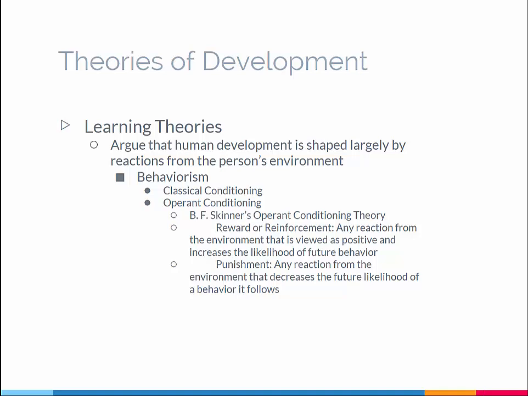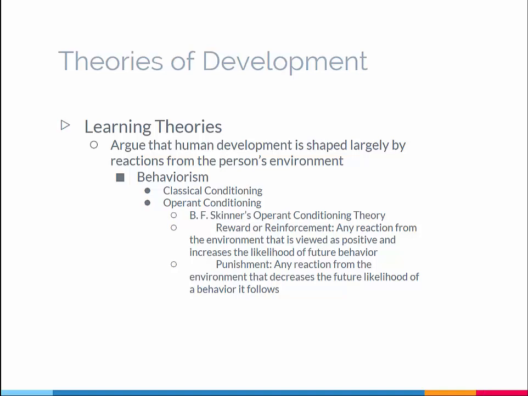The other type of conditioning that stems out of behaviorism is operant conditioning. So this comes from B.F. Skinner. Skinner asserts that behavior is determined by environmental reinforcers and punishments. Operant conditioning is a type of learning in which a behavior is strengthened, meaning it will occur more frequently when it's followed by a reinforcement. It's weakened, meaning it will happen less frequently when it's followed by a punishment.